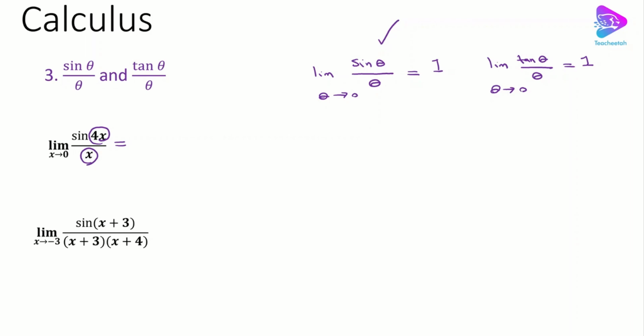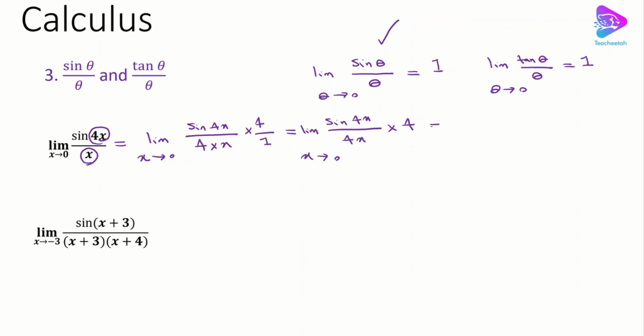So what we can do is multiply the top and bottom by 4. So this is going to be the limit of sine 4x over 4 times x, and the top part is going to be multiplied by 4, and at the end we will have sine of 4x over 4x times 4 when x is approaching 0, and this will generate 1 times 4, which is going to be 4 as the final answer of this problem.